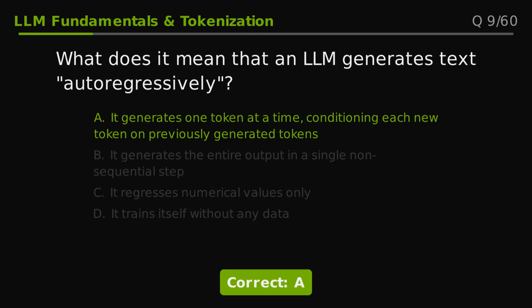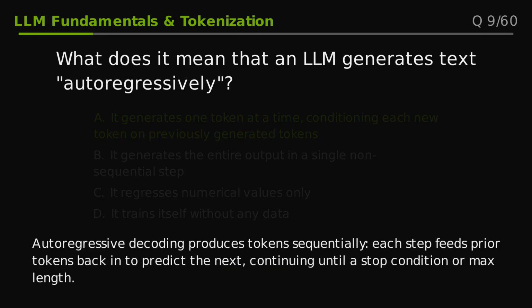The correct answer is A. Autoregressive decoding produces tokens sequentially. Each step feeds prior tokens back in to predict the next, continuing until a stop condition or max length.